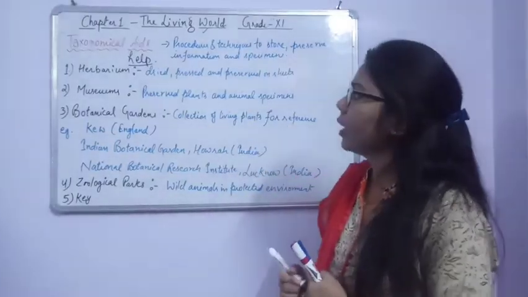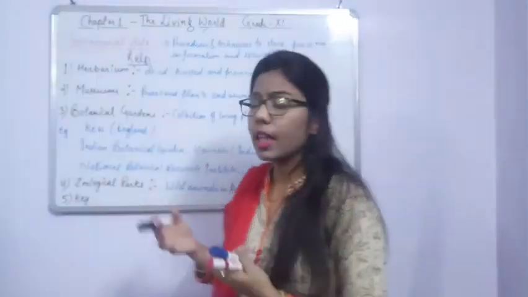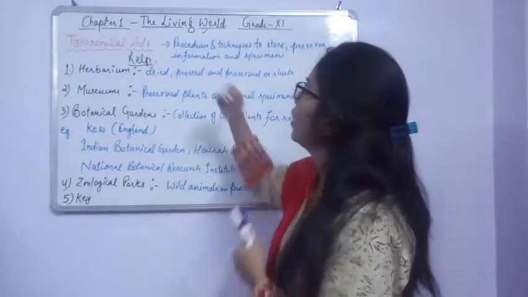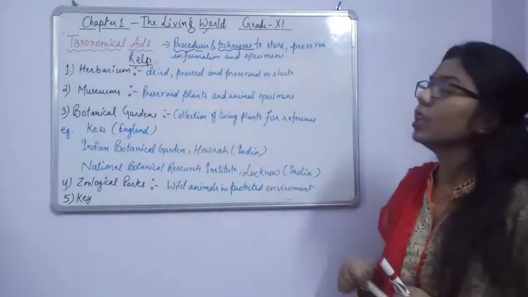So what type of help? For taxonomical studies, what are the things we are taking help from? For example, different procedures, different techniques for what? To store and preserve the information and the specimen.